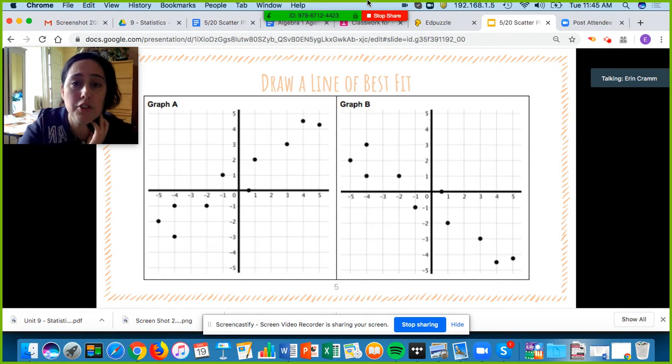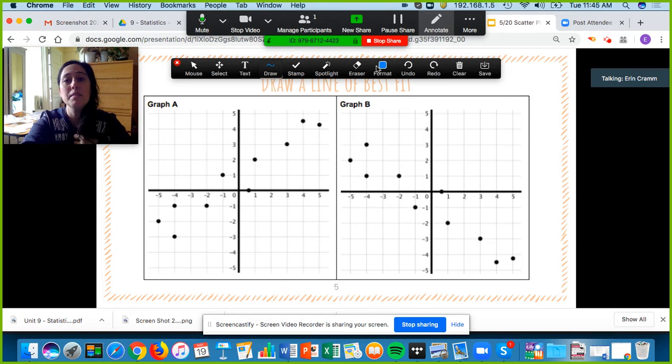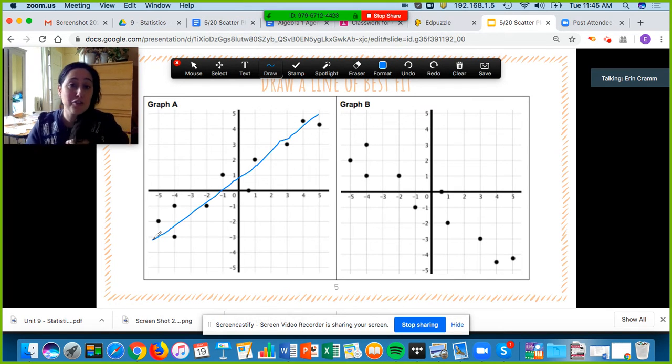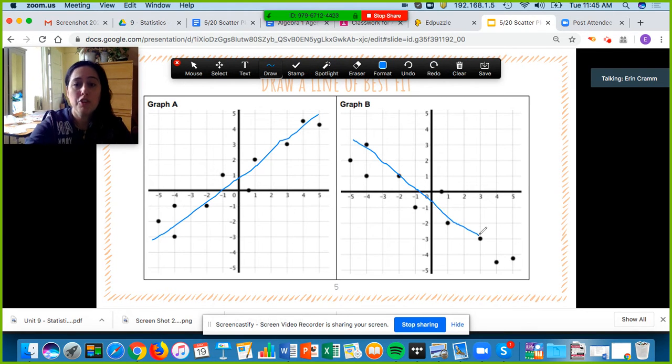And so you're just going to draw a line as in the middle of these points as possible. So for this one, and it should be exactly a straight line, not like Miss Cram is doing little bumps, right? So these are both lines of best fit. Is it the most accurate? No, I'd have to use the calculator, but it's pretty close.